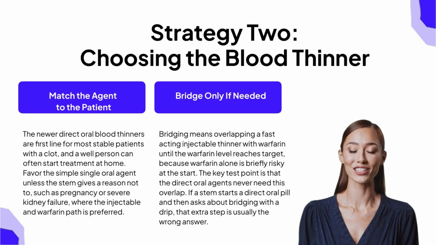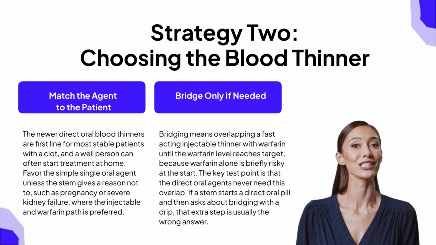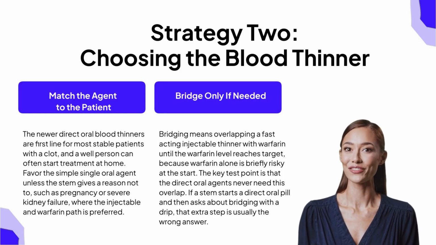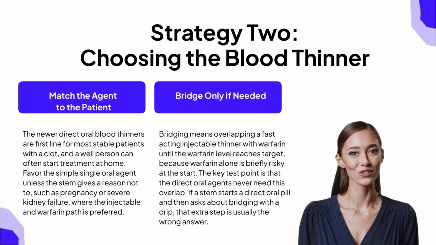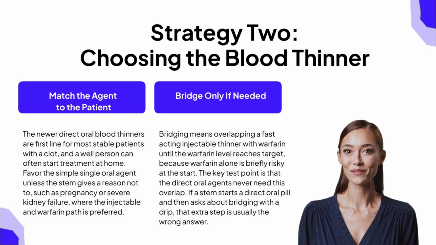Strategy 2 is the anticoagulation selection mindset, and this is where a lot of test takers stumble. First, match the agent to the patient. For most stable patients with a clot, the newer direct oral blood thinners are first line, and a well patient with a deep vein clot and reliable follow-up can frequently start treatment at home rather than being admitted. Reach for the single oral pill unless the stem hands you a specific reason to avoid it, such as pregnancy, severe kidney failure, or an antibody clotting syndrome, where the older injectable plus warfarin pathway is preferred.